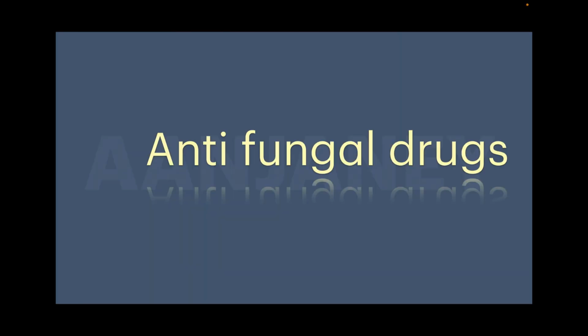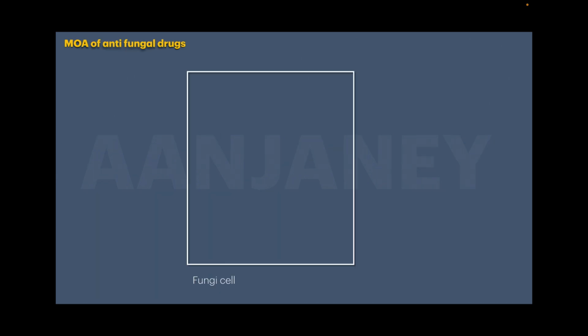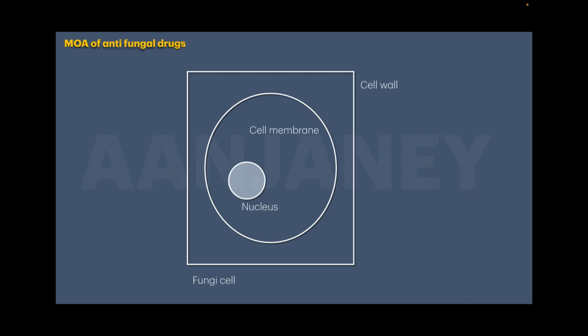So we are starting with antifungal drugs. Let's say this is a fungal cell. This is a cell wall of fungus, inside which is the cell membrane of fungus, and we have the nucleus of fungus. So we'll give drugs which will inhibit cell wall formation or cell membrane formation, or which will interfere with the processes going on inside the nucleus.